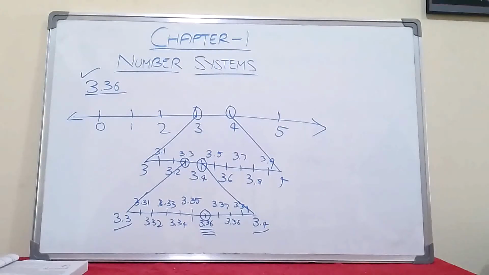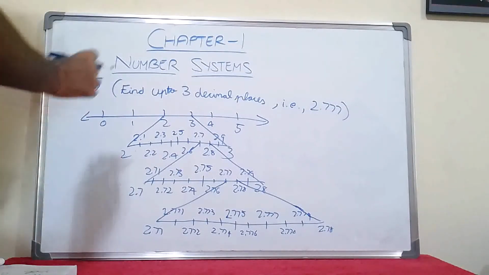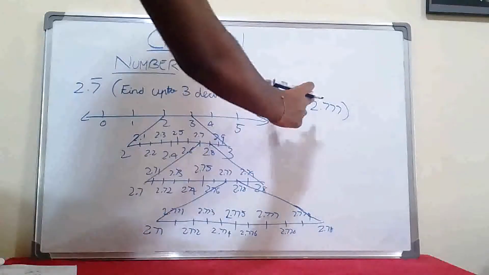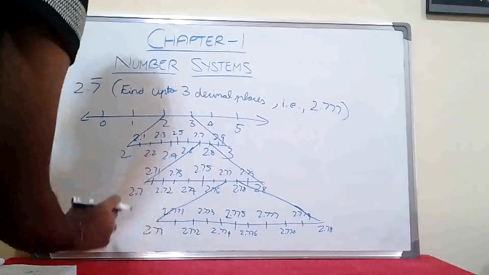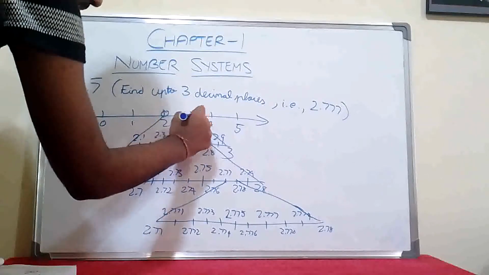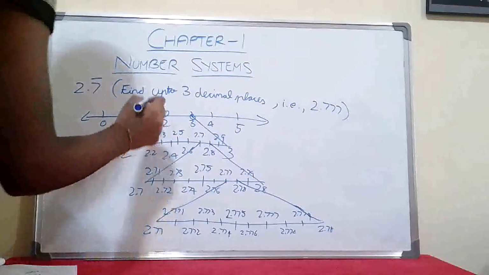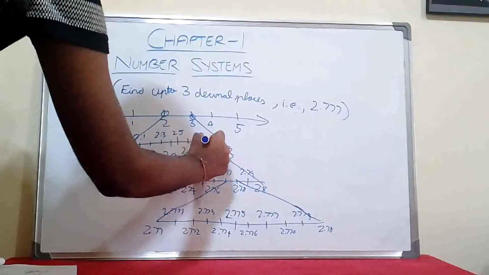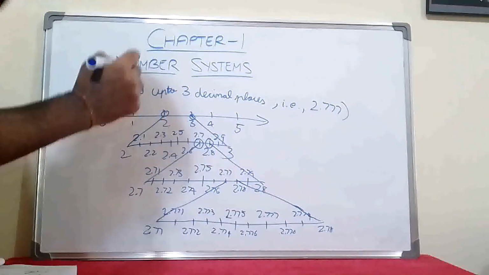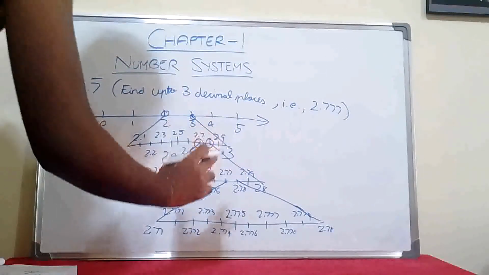Here the question given is we have to locate 2.7 bar on a number line, and it's given to find up to 3 decimal places, that is 2.777. So 2.7 bar lies between 2 and 3. When we enlarge it, here we have 2 and we have 3. So when you enlarge it, we get 2.1, 2.2, 2.3, etc. So 2.777 lies between 2.7 and 2.8. That is here. We enlarge it more. So we get 2.71, 2.72, 2.73, etc. And we further enlarge it to get 2.777.